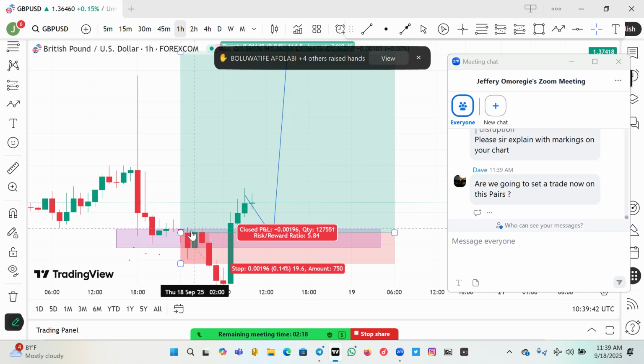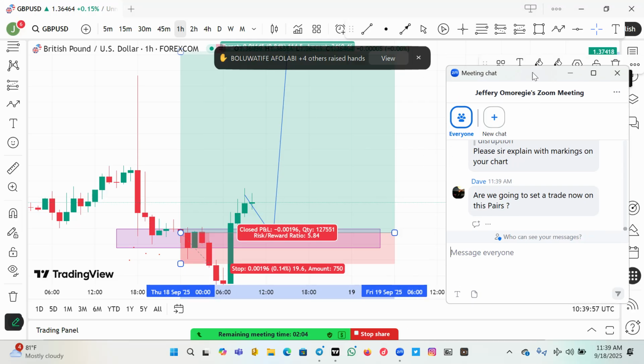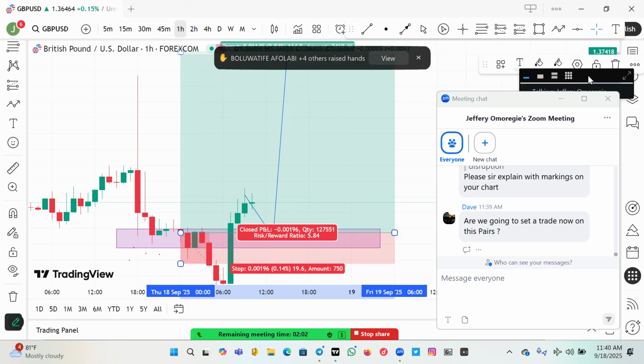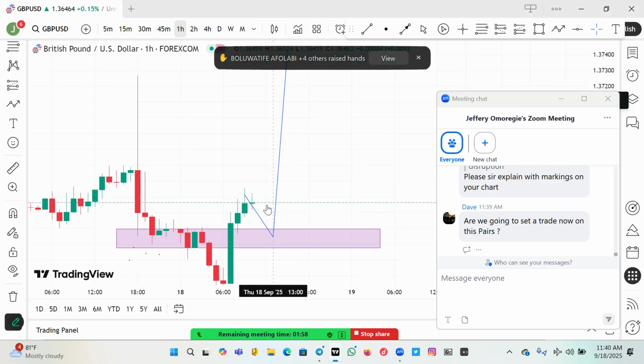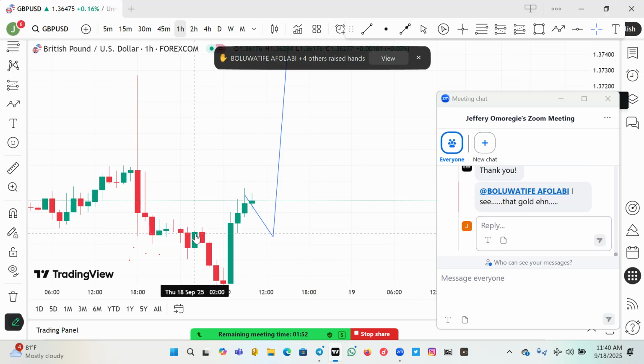Now, the two candles that form the key level, let me take this off so you can see very well. Look at the two candles that form the key level. These are the two candles that form the key level.